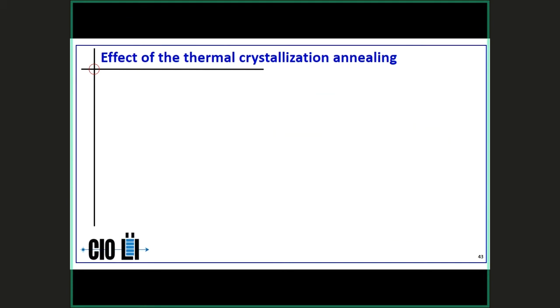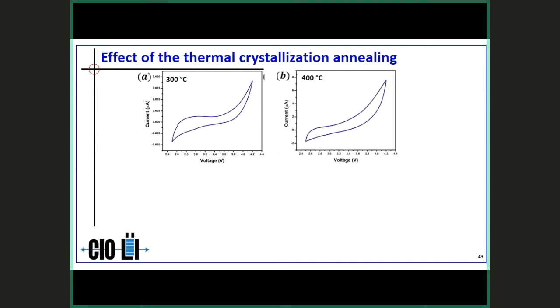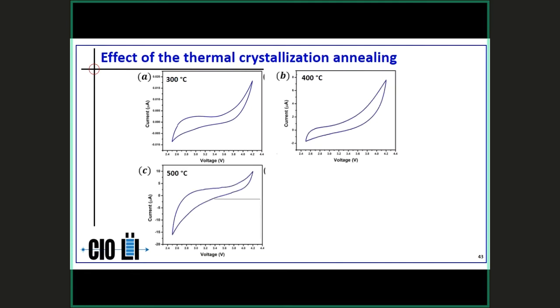So here we have the cyclic voltammogram obtained from the sample that was heat treated at 300 degrees Celsius, 400 degrees Celsius, and 500 degrees Celsius. The three samples were evaluated in the same voltage range from 2.5 to 4.2 volts. To be honest, that doesn't say much. In order to see what other information can be found from this curve, we have to read the values on the y-axis.